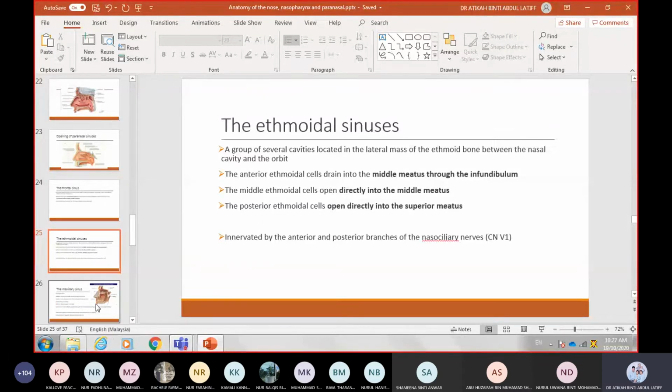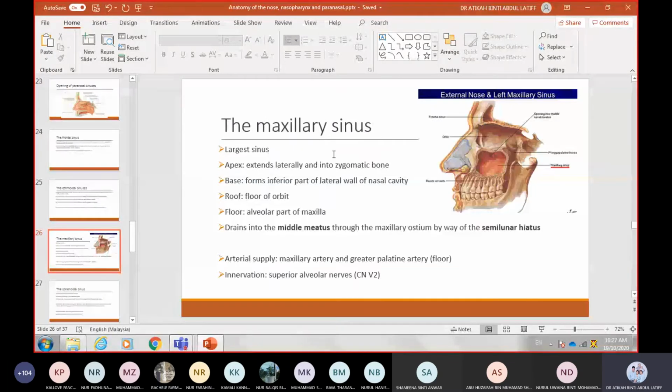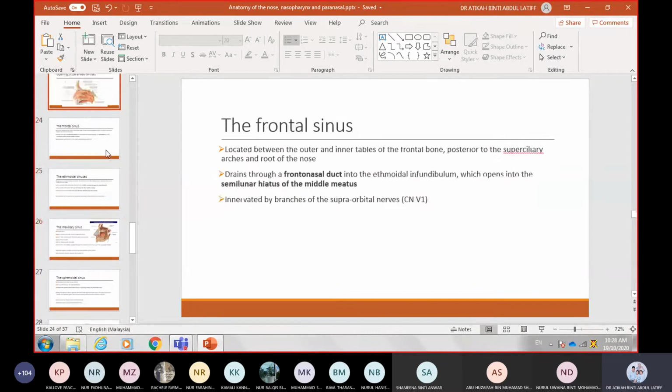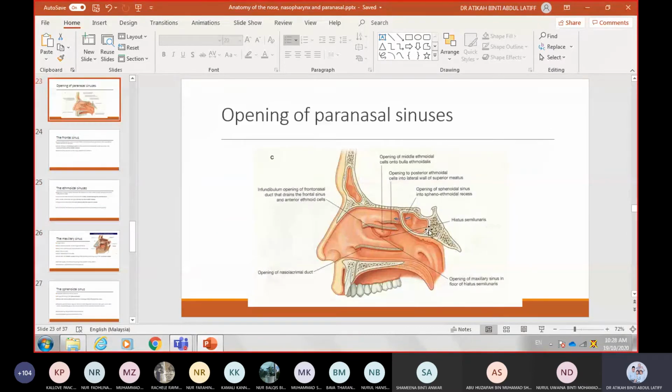Next, the maxillary sinus again opens into the middle meatus, and the sphenoidal sinus also drains. Sphenoid sinus is a bit different. If you see in this picture here, this is your sphenoidal sinus. It has an opening above the meatus, above the concha itself. This is called the sphenoethmoidal recess, because it's between the sphenoid and ethmoid bone. So the sphenoethmoidal recess here is the opening for your sphenoidal sinus.